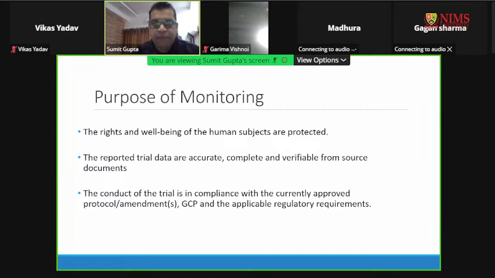These are a couple of links for guidance on RBM: guidance from the FDA, from EMA, from MHRA, and the Clinical Trials Transformation Initiative. So these are the guidances if you want to go into the depth of RBM. And yes, if we have some time, I can take a couple of questions.